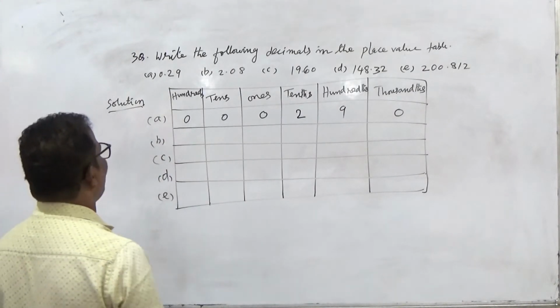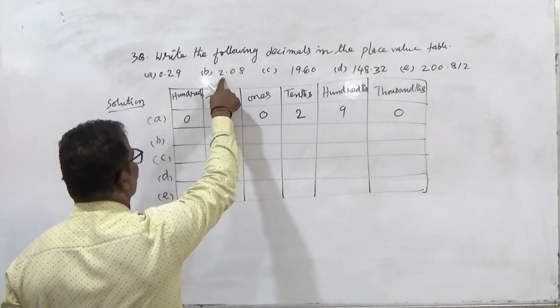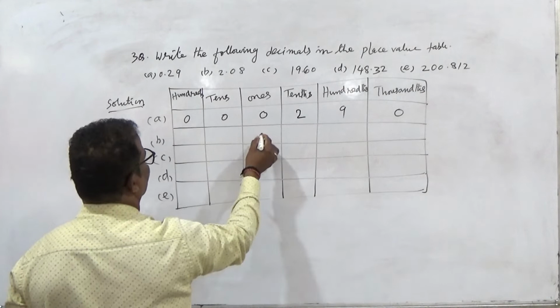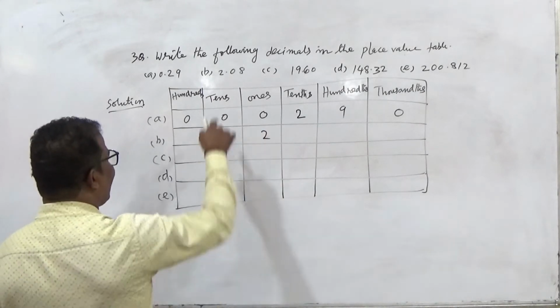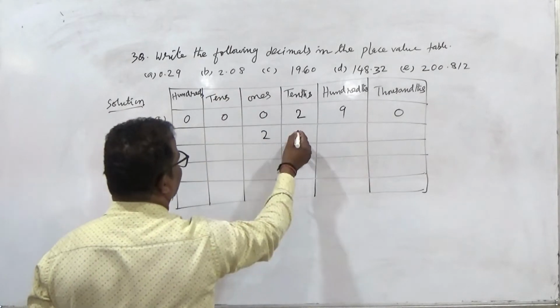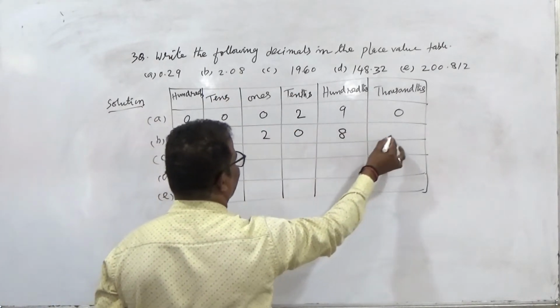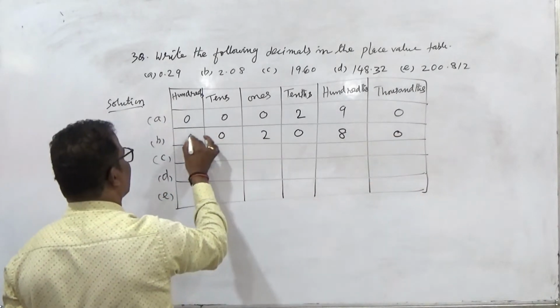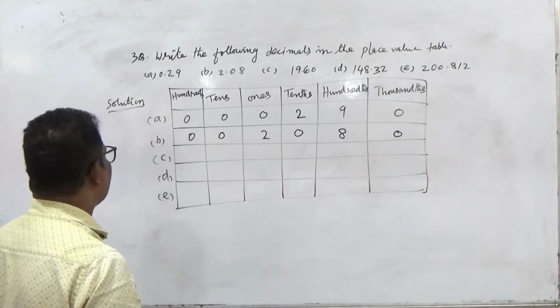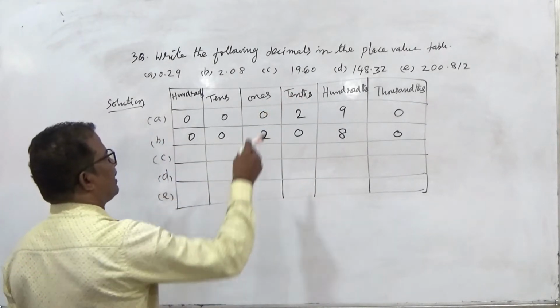Now for B question, it is 2.08. 2 is in ones place. So we can write here 2. And after that the decimal place started. In tenths nothing is there, 0 is there. So for that 0. Then hundredths it is 8. And in the remaining places we can write zeros in the place value table. Then for C, similarly 19.60.